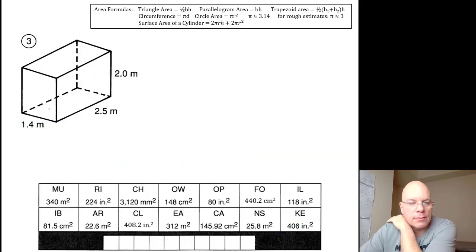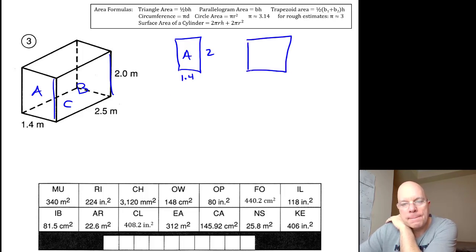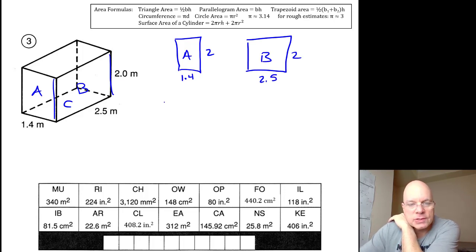Number 3, another rectangular prism. This one does not have any square bases, so we have A, B, and C. A is a 1.4 base and a 2 height. I see this is 2, so this must be 2. B has a base of 2.5 and a height of 2. And C has a base of 1.4 and a height of 2.5.